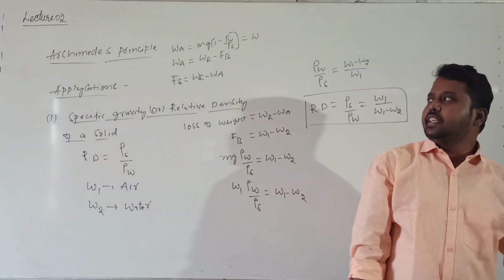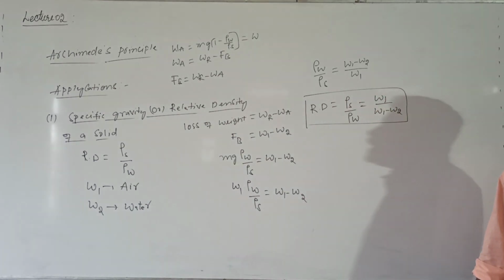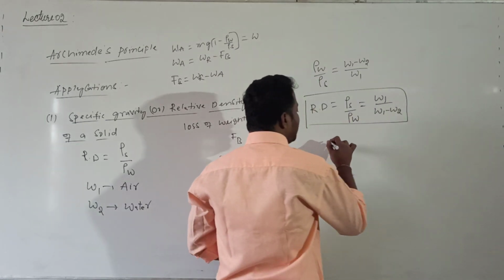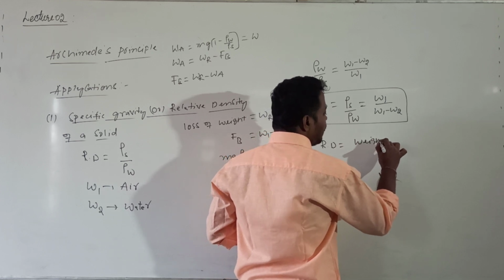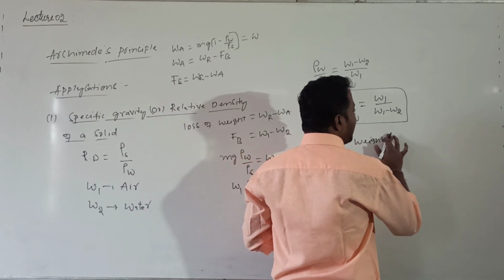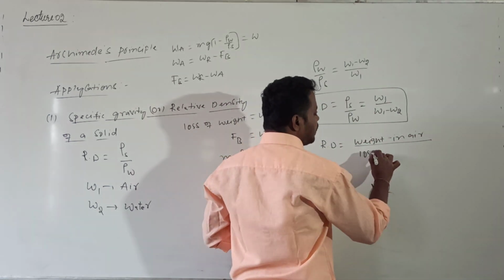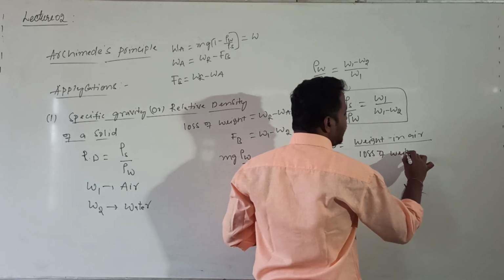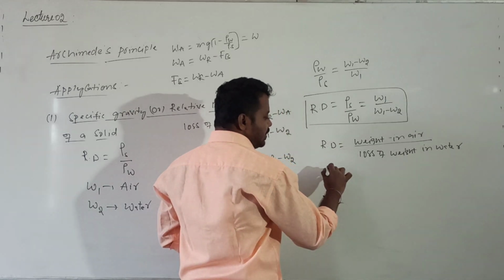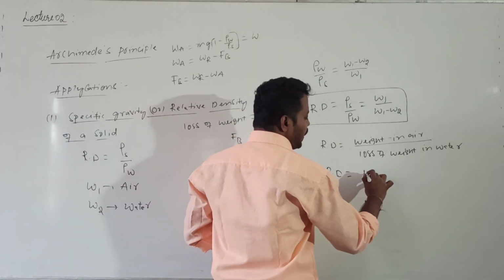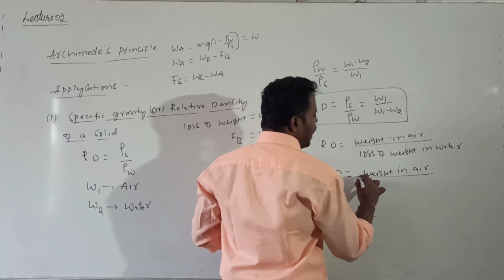So this is the formula to calculate the relative density. To find the relative density, what do we need to know? We need to know W1, the weight of the body in air. So relative density can also be defined as the weight in air divided by the loss of weight in water. Or this can also be defined as the weight in air divided by the upthrust.